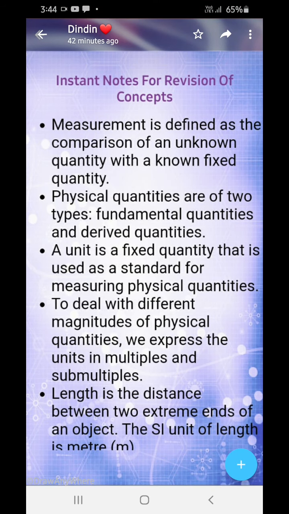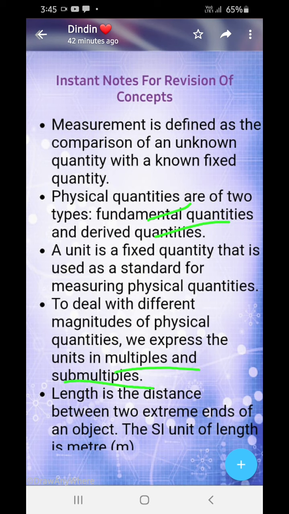Measurement, it is defined as the comparison of an unknown quantity with a known fixed quantity. Okay, fundamental physical quantities are of two types: fundamental quantities and the derived quantities. Unit is a fixed quantity used for measuring physical quantities. To deal with different magnitudes of physical quantity, we express it in multiples and submultiples.